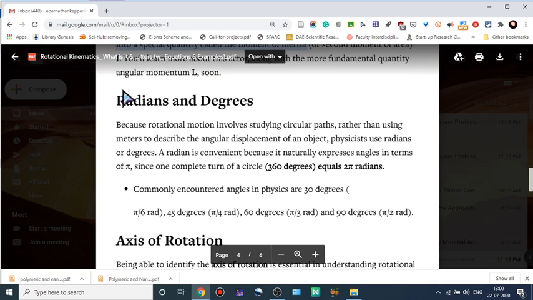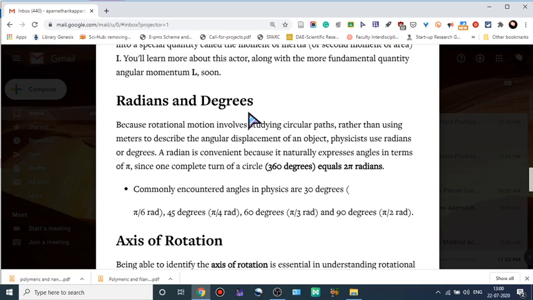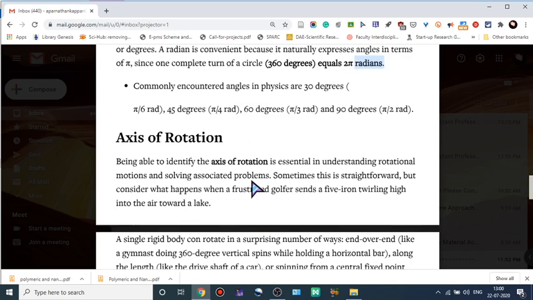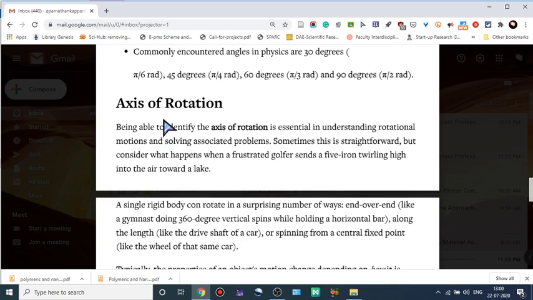Now we consider radians and degrees. Rotational motion involves studying the circular path, so there is the presence of degrees and radians. Just note these points. Next is the axis of rotation. For the rotation of an object, a fixed reference axis is necessary, that is the axis of rotation.